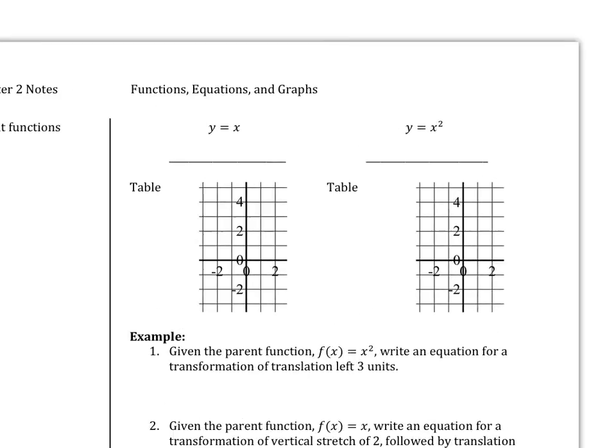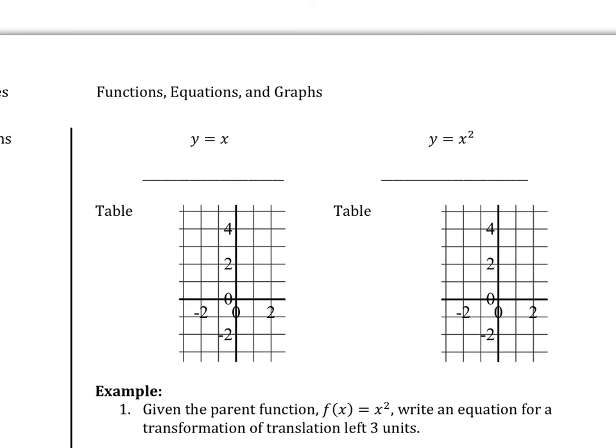So now we're going to bring in some parent functions. First we have y equals x, which is our linear function. So this is the line. The x squared is our quadratic function. We're going to spend a whole chapter on this. This is the shape of a parabola.